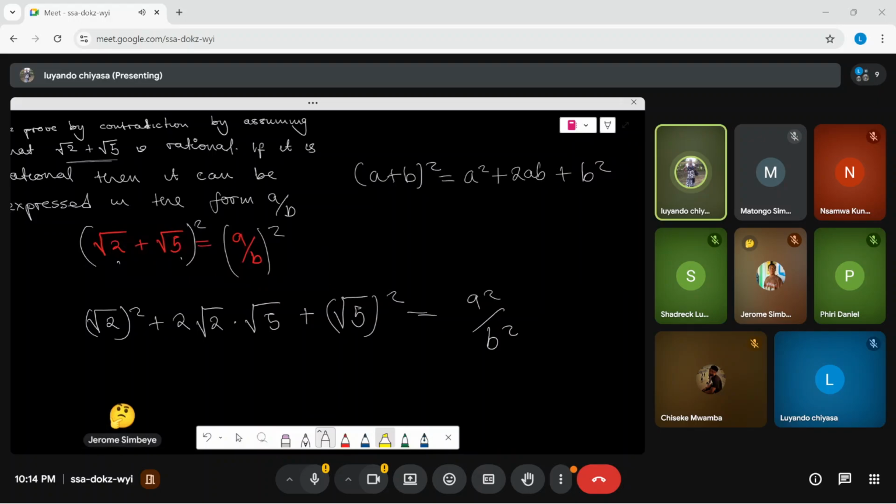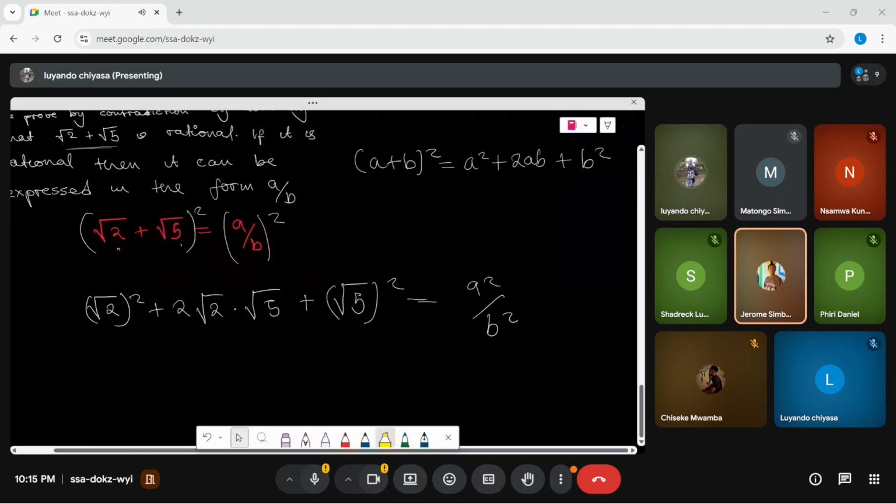I have a question. On the right hand side, yes, I know this. Now on the left hand side, yeah, Shahida. How have you gotten this? Which one, Jerome? How have you distributed? Wasn't it root of 2 plus root of 5 in bracket squared? Yes. Oh, okay. I get it.